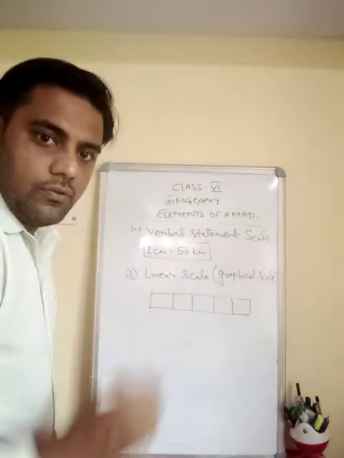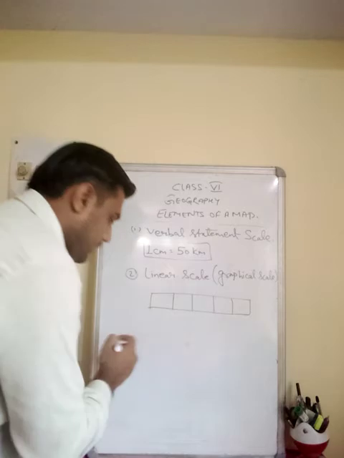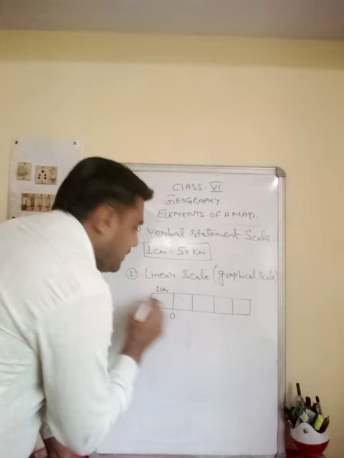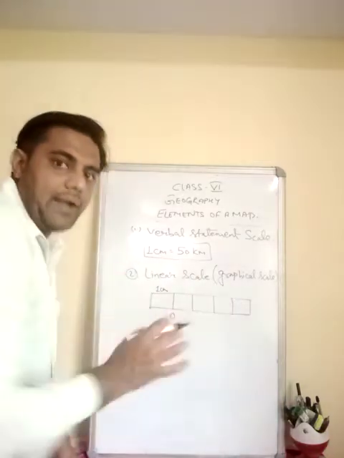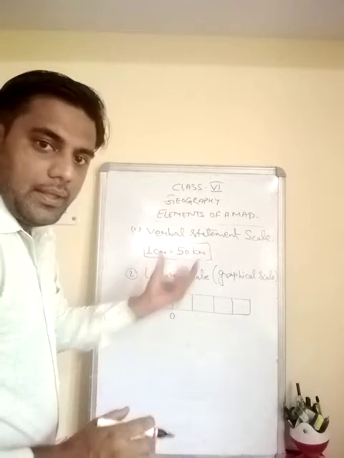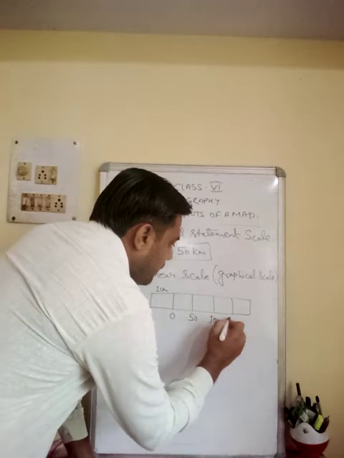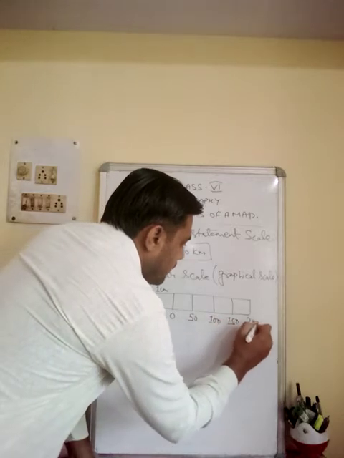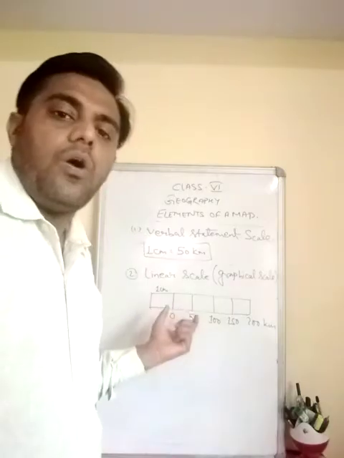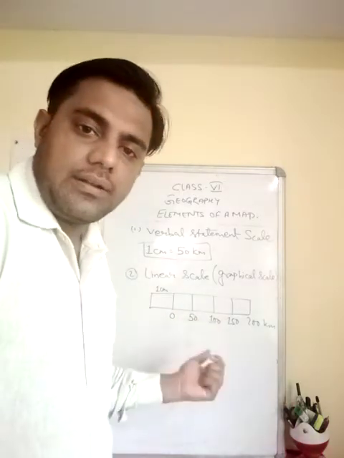This is divided into 5 parts. So what does this mean? This simply means that, suppose each of these parts is 1 centimeter apart. We have to understand that 1 centimeter is the distance between two objects on the map. And suppose in the lower part it is mentioned 50, 100, 150 and 200. It means every 1 centimeter on the map represents 50 kilometers on the ground.